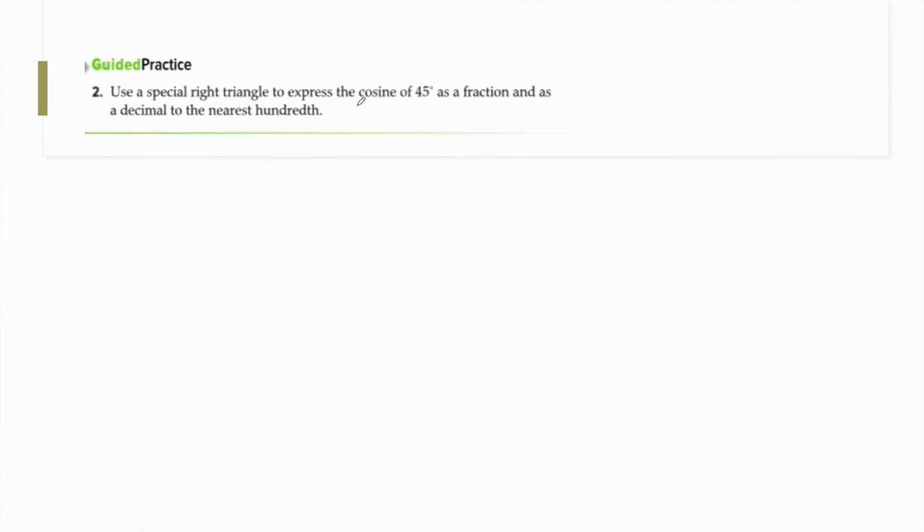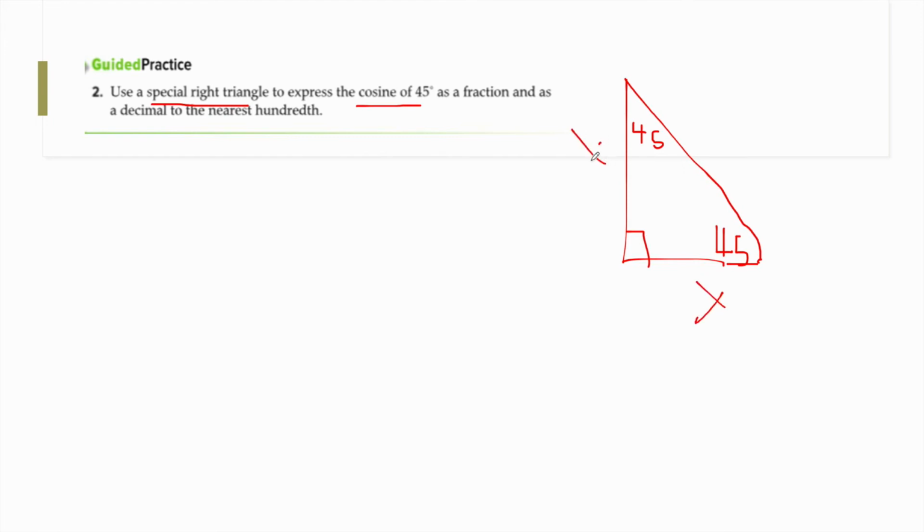In this example, they said use the special triangle, right angle, for cosine 45. So it is like this. Excuse my drawing, 90. We have 45 here and we have 45 here. So here it's x, and here it's x, and here it's x root 2. Now they said express 45, so you can stand on either side. Let's stand on this side and look at it.